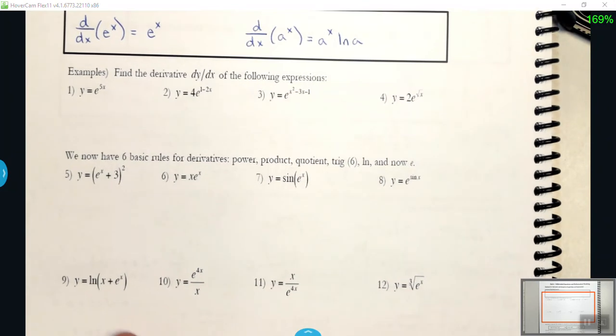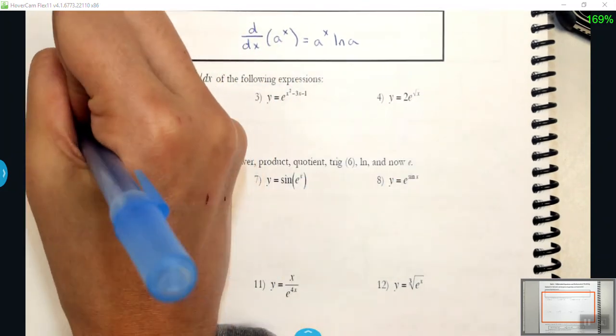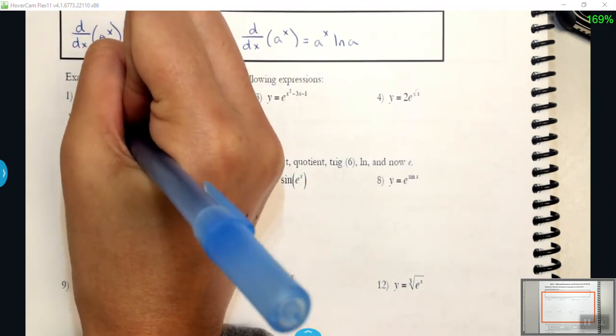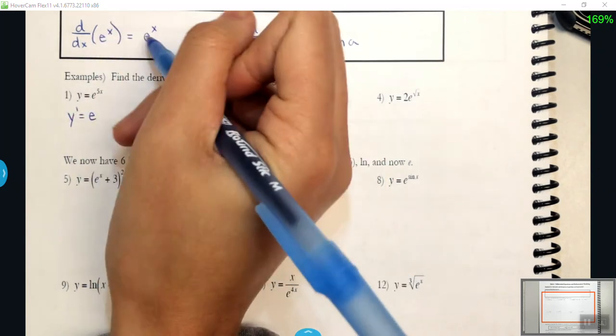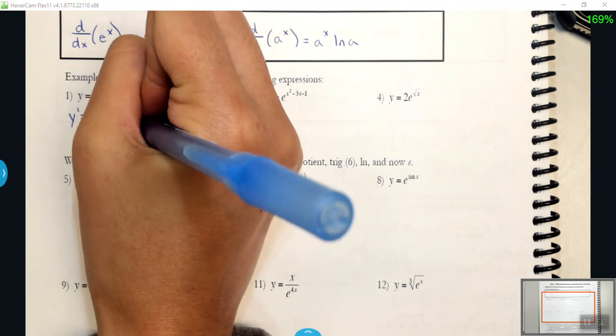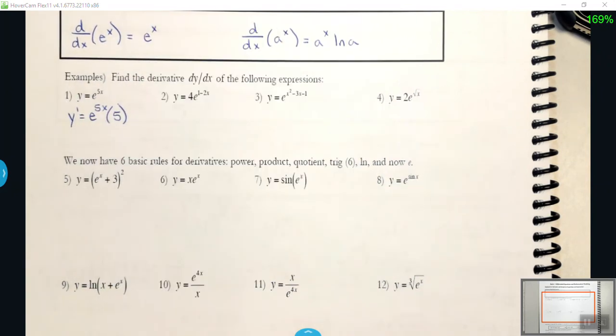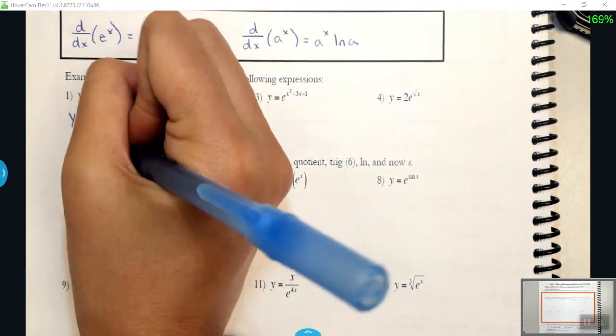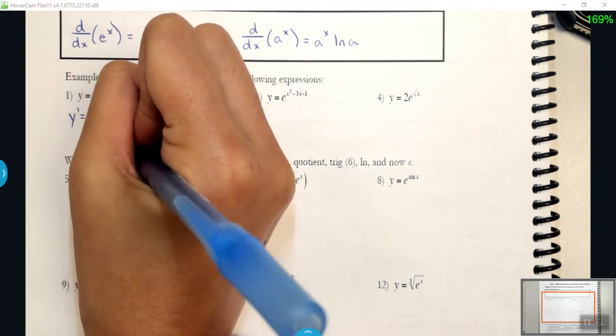Okay, derivatives are not too bad. This is just e to the, and so it stays the same, e to the 5x. You just have to multiply by the derivative of the inside. So a lot of people just write 5e to the 5x.